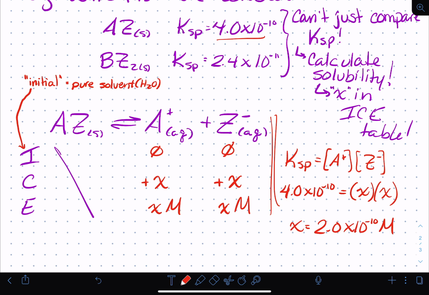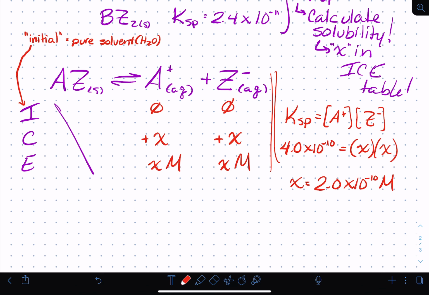And that is a concentration. That will be a molarity. So this is the solubility, or the molar solubility of this mystery substance AX. So that means a saturated solution of this compound would have 2.0 times 10 to the negative 10th moles of the stuff actually dissolved for every liter of solution.